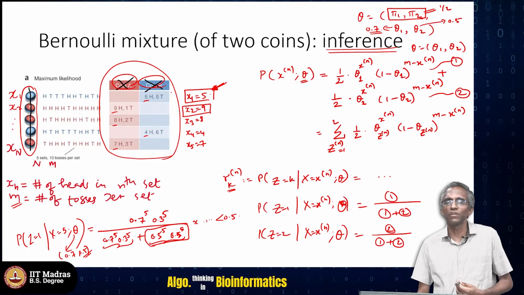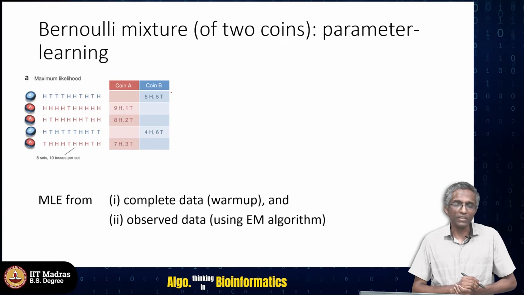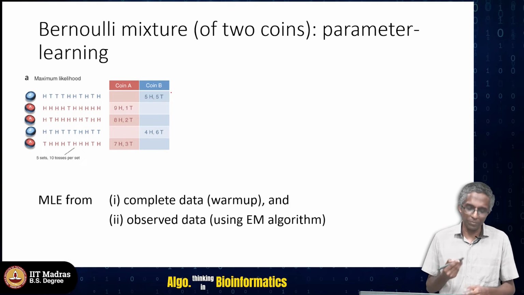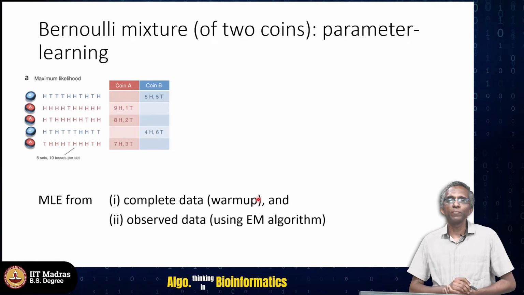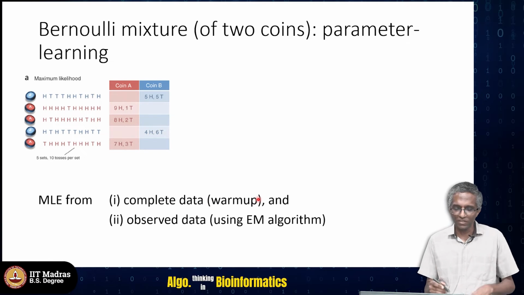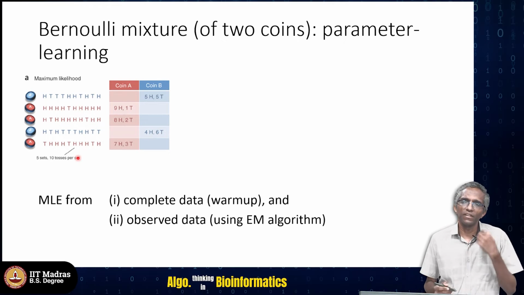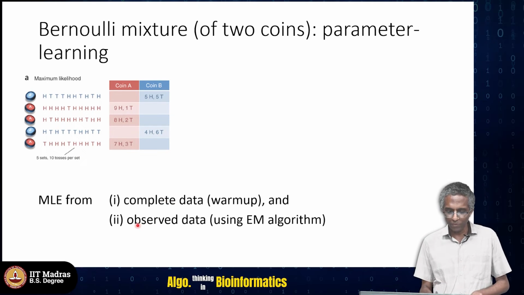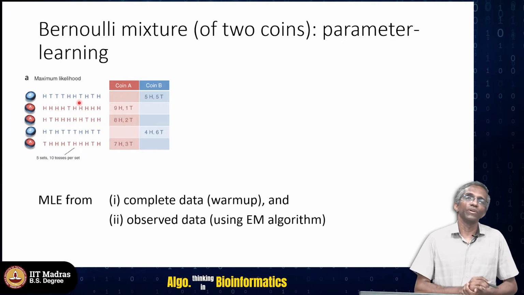Now, let us go to the actual meat of the thing, which is parameter learning, right. How do you do parameter learning in this setup? In order to do that, we will do it in 2 steps. We will just do parameter learning using the complete data as a warm up, where you are observing both the x and the z. So, you have put back the coin labels and all the colors, and you know which coin was used in each of these sets, and then it's an easy problem to do maximum likelihood estimation. Then we will look into the observed data where only the x's are observed, these numbers are observed, but you do not know the coin labels.